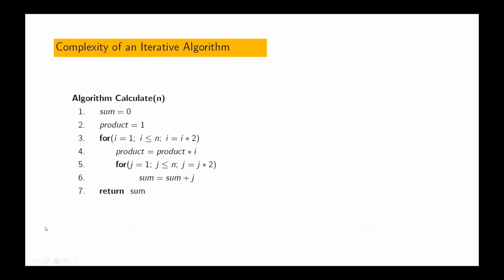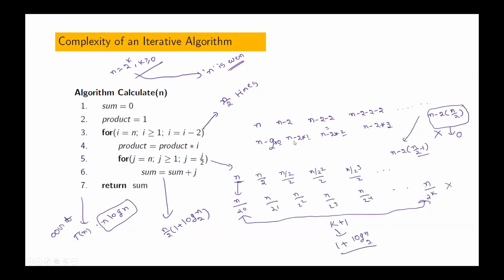Sir, I did not get k plus 1. Can you please explain? How did we get k plus 1? Is this clear? n by 2 power 0, n by 2 power 1, n by 2 square, n by 2 cube, up to n by 2 power k. Is that clear? When 2 power k is the same as n, n by 2 power k is 1, and it stops here. Is that clear up to this? So now you count how many terms are there.